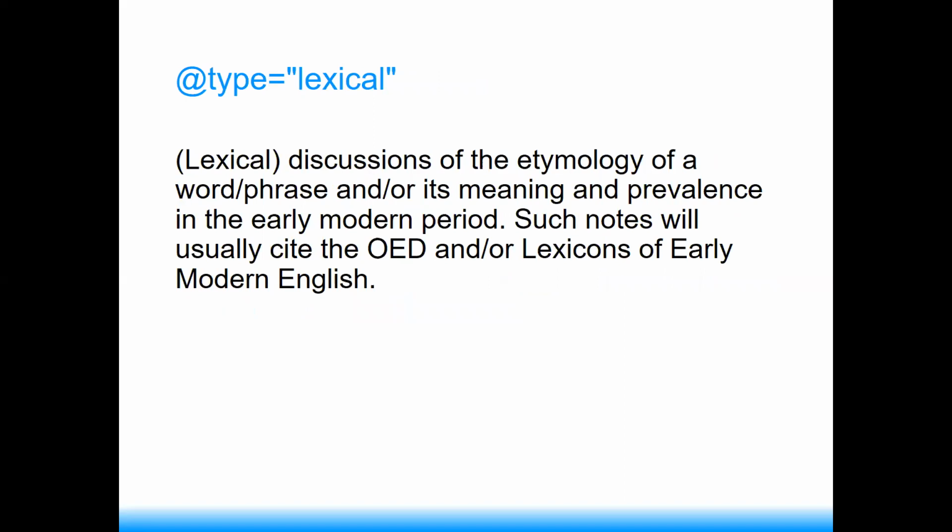Lexical notes. We noticed that a lot of editors were really enjoying digging into the Oxford English Dictionary. I'm enjoying digging into lexicons of early modern English, which I'm really encouraging everybody to use in addition to the Oxford English Dictionary. If you find yourself going off on an etymological tangent, the place for it is a lexical note, where you can discuss the etymology of a word or phrase and or its meaning and prevalence in the early modern period. And you'll usually be citing the Oxford English Dictionary and or Lexicons of Early Modern English, which is an open access resource based at the University of Toronto, offering almost 2,000 dictionaries up to the year 1800.